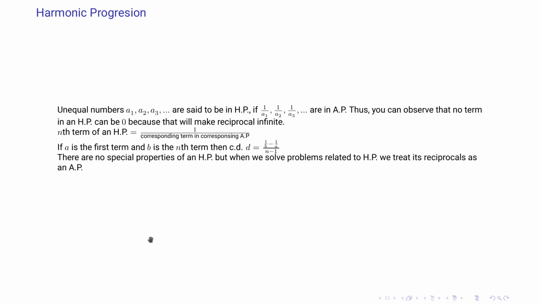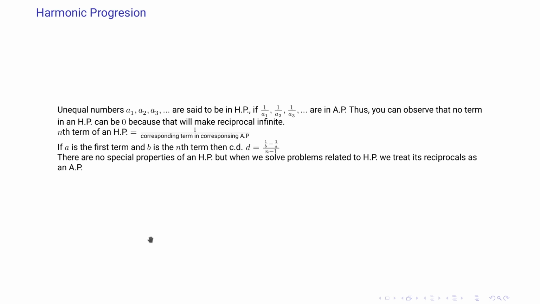Unequal numbers A1, A2, A3 are said to be in HP if 1 by A1, 1 by A2, 1 by A3 and so on are in AP. So you observe that in an HP there cannot be any term as 0, because that will make the reciprocal in arithmetic progression infinite, which will actually mean that all the terms are infinite. The reason is that if any term is non-infinite and common difference is also less than infinity, that is a number, then adding two finite numbers does not give you infinity.